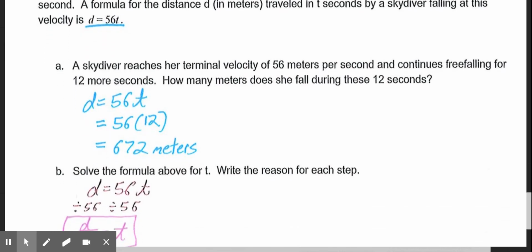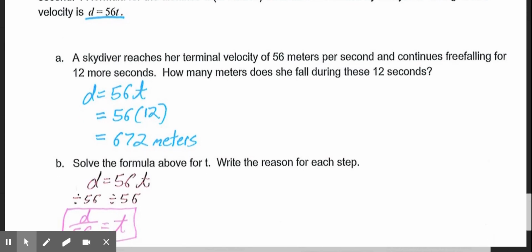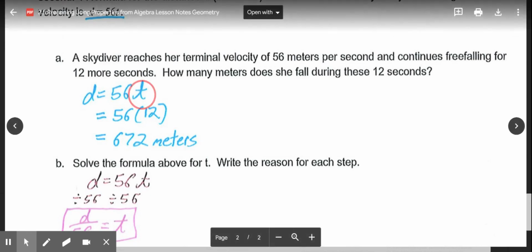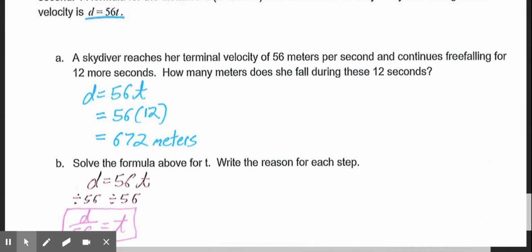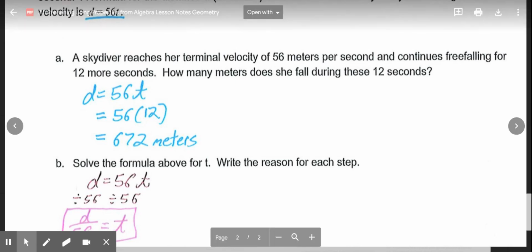So the skydiver reaches her terminal velocity of 56 meters per second and then continues free falling for 12 more seconds. How many meters does she fall during these 12 seconds? So we're simply using the substitution property, and we knew our time is 12, so we're replacing the t with 12. 56 times 12 gives us our distance being 672 meters.